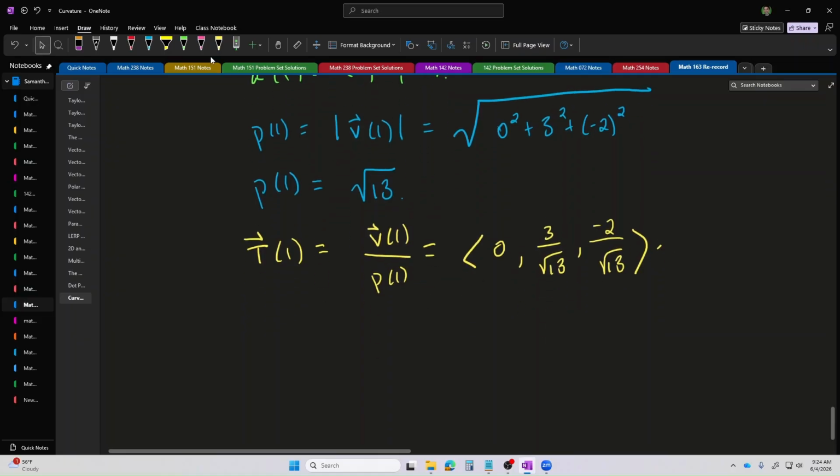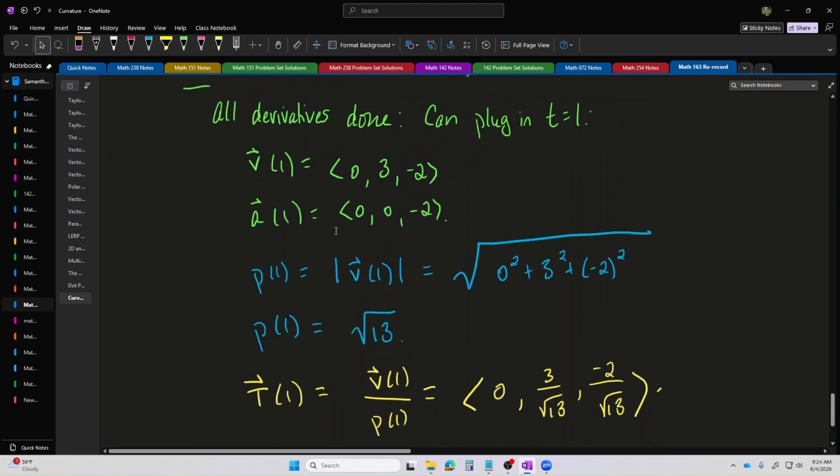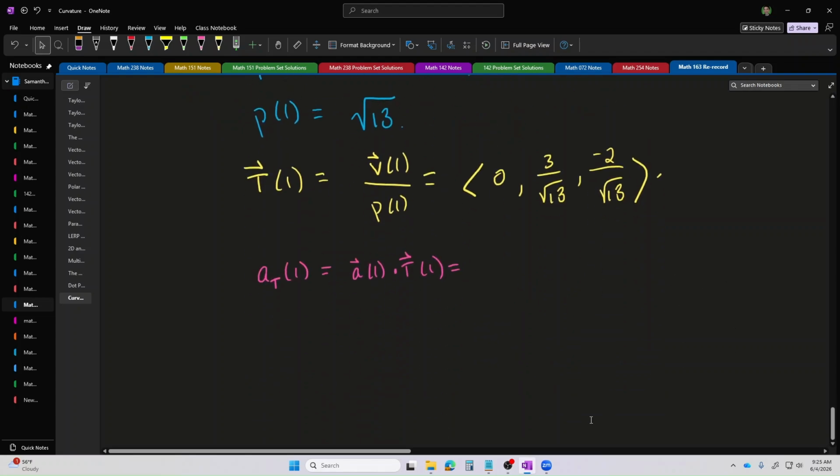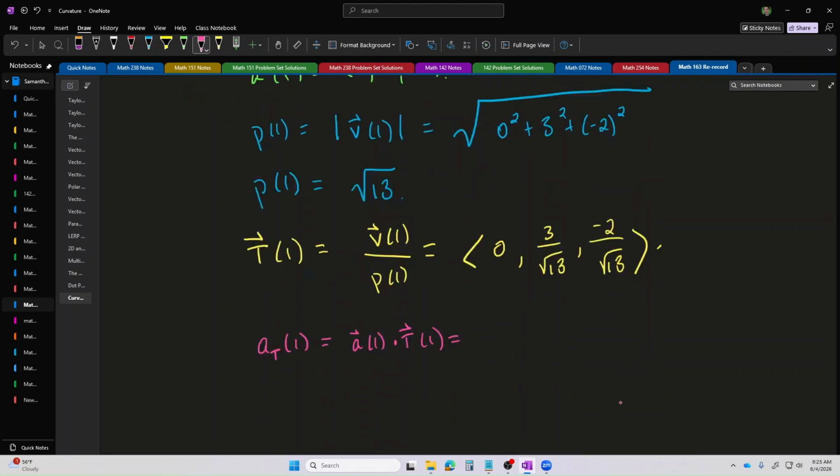From this, I can find the tangential component of acceleration at time 1. I can find a sub t at time 1 by taking the dot product of the acceleration vector and the tangent vector at this time. So I can calculate the dot product of this acceleration with this unit tangent vector. That's going to give me positive 4 over square root 13.